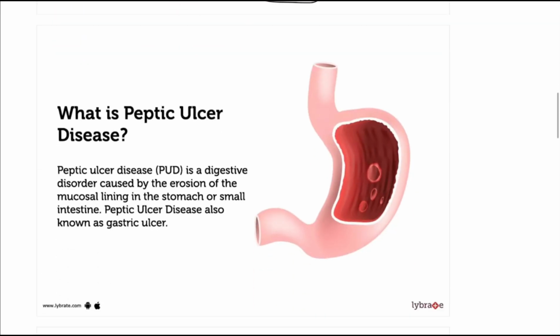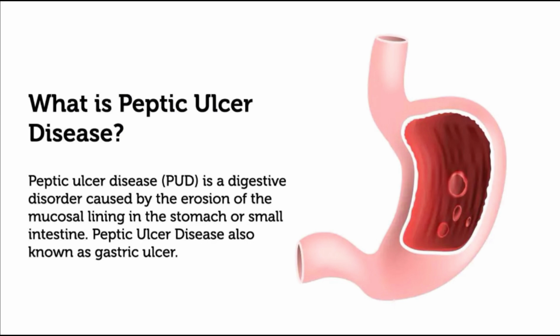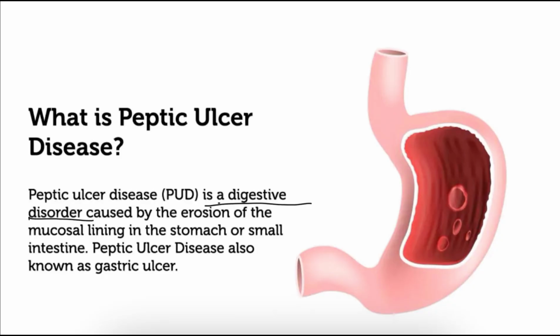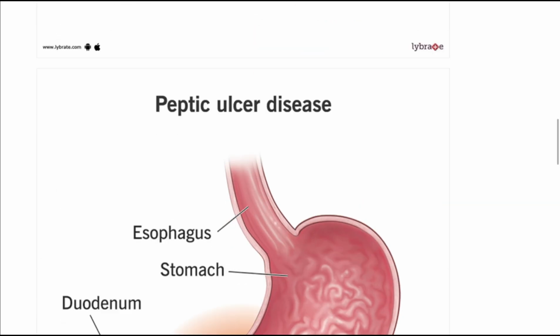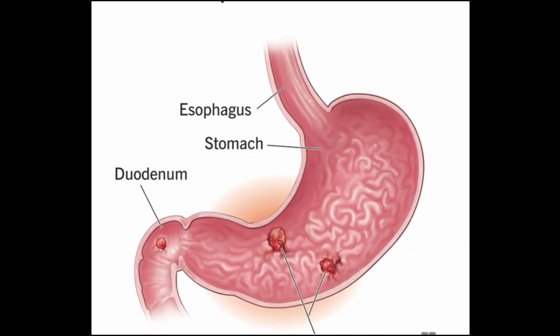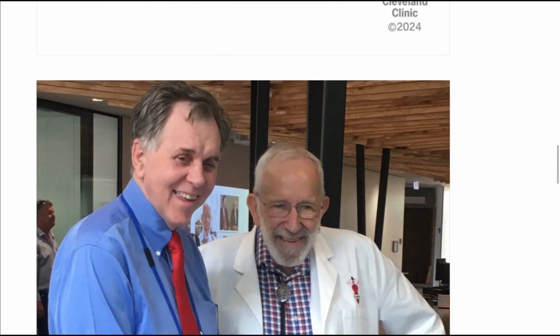First of all, what is peptic ulcer disease? Peptic ulcer disease is a digestive disorder caused by erosion of the mucosa. You can see erosions of the mucosal lining in the stomach or small intestine, like the first part of the duodenum. Peptic ulcer disease is also known as gastric ulcer. These are very important things. Next we can see here the peptic ulcer. As I already told, in the stomach you can see these images here and here. These are the peptic ulcers. It will look like this.